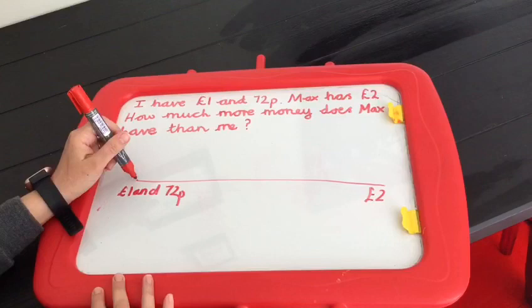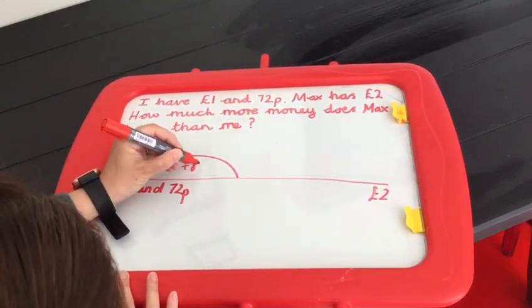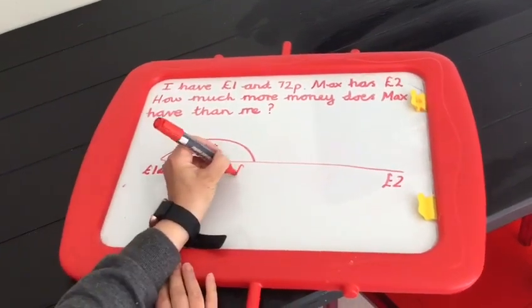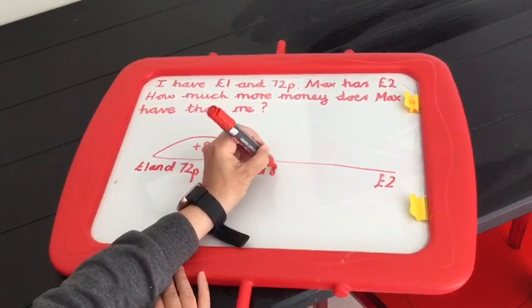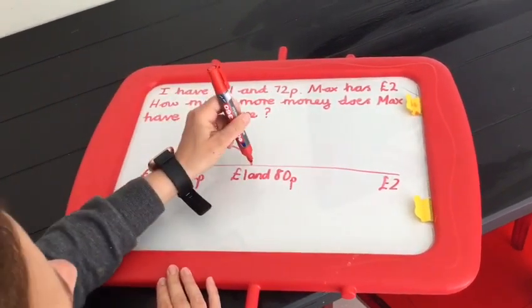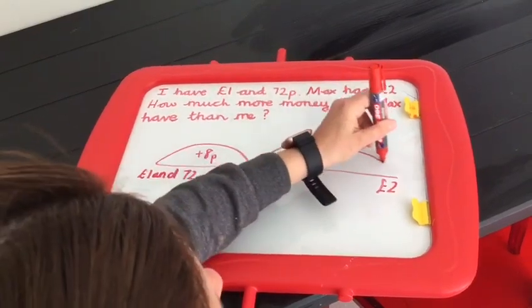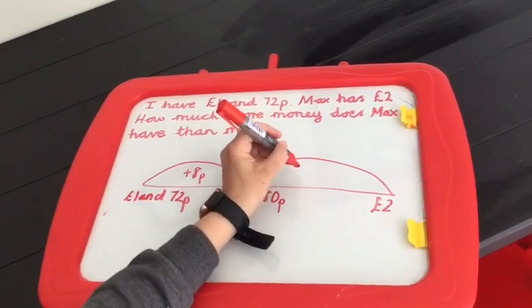So now I need to go from £1.72 to £2. So here I go. I'm going to add 8p to get to £1.80. So I now have £1.80, and now it's really easy. How much to go from £1.80 to £2? It's 20p.